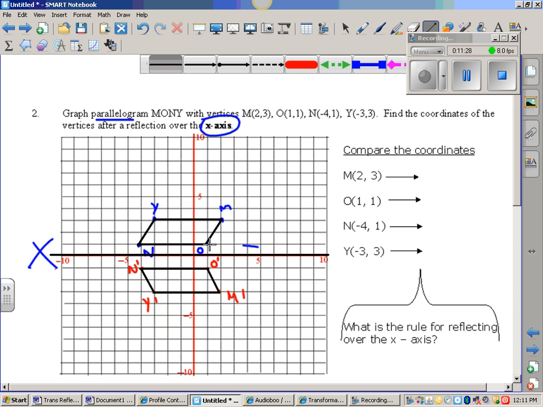And now by giving it a quick look, notice that the two images are perfectly symmetric, guys. They're the exact same shape. All we did is reflect it over. We flipped it over the x-axis.